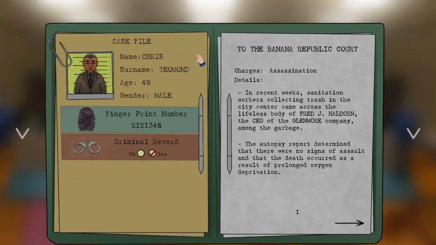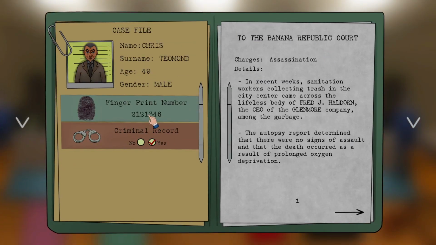Alright, my fault. Alright, let's see. Name Chris, surname Demond. Age 29. Fingerprints. He has a criminal record. Okay. Darkness. Why do we keep getting these assassinations, bro?